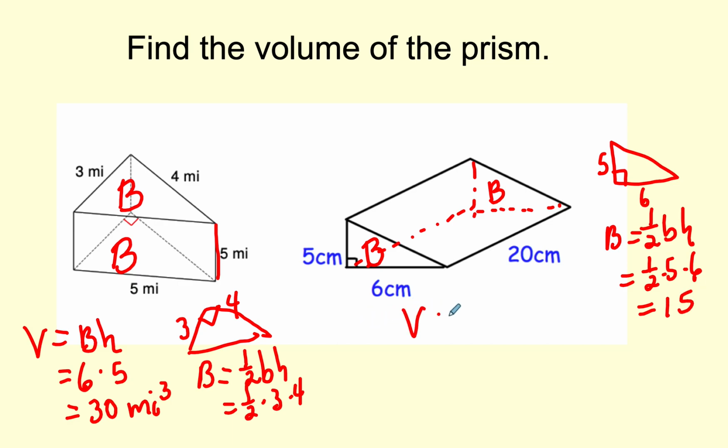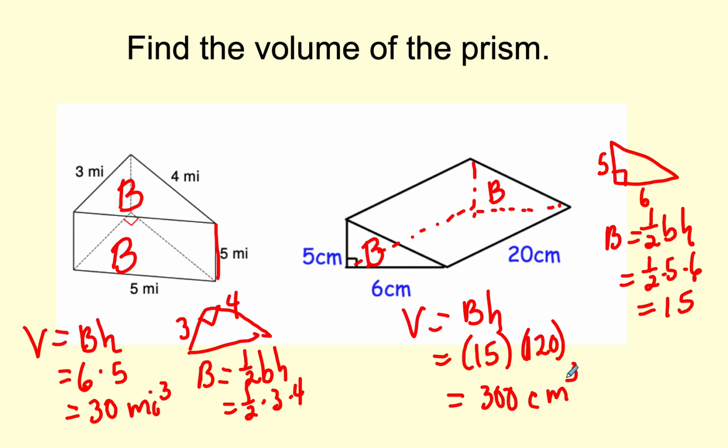So volume will equal the area of the base times the height. The base will be 15, and the number of stacks is right here, 20. And so the answer is 300 cubic centimeters.